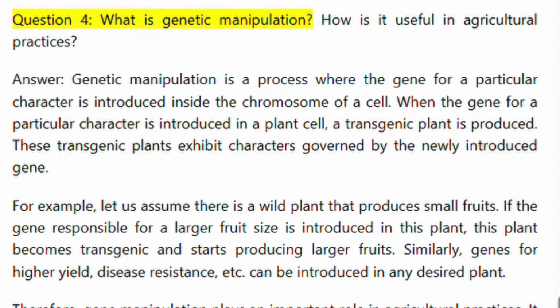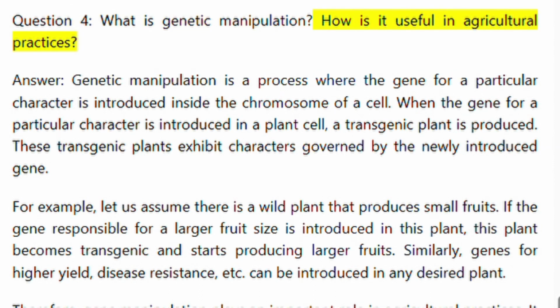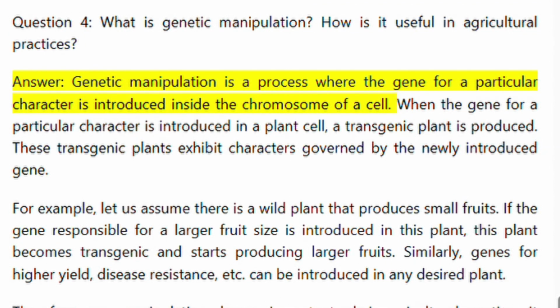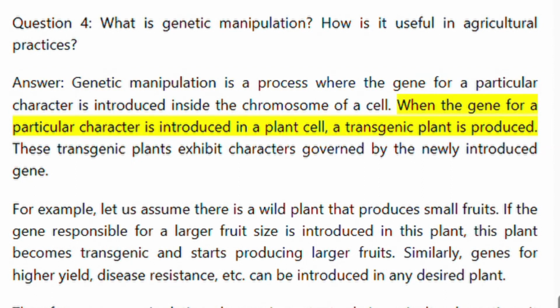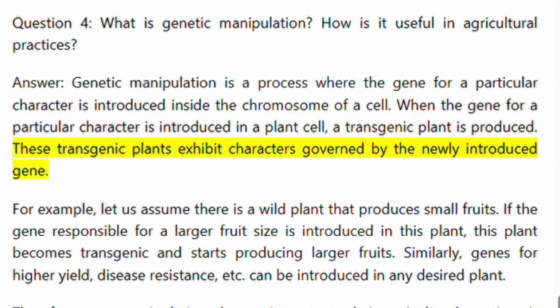Question 4. What is genetic manipulation? How is it useful in agricultural practices? Answer. Genetic manipulation is a process where the gene for a particular character is introduced inside the chromosome of a cell. When the gene for a particular character is introduced in a plant cell, a transgenic plant is produced. These transgenic plants exhibit characters governed by the newly introduced gene.